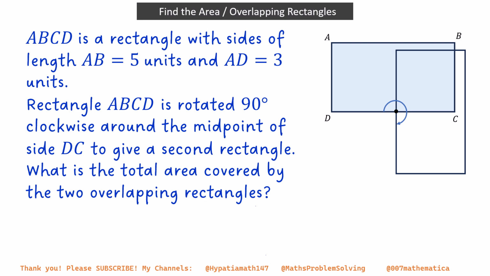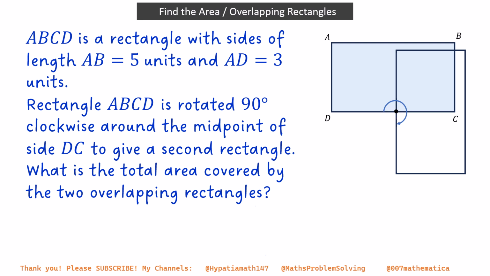ABCD is a rectangle with sides of length AB 5 units and AD 3 units, and this rectangle is rotated 90 degrees clockwise around the midpoint. So this is the midpoint and it's rotated clockwise.